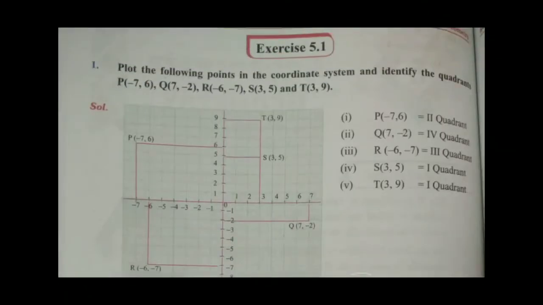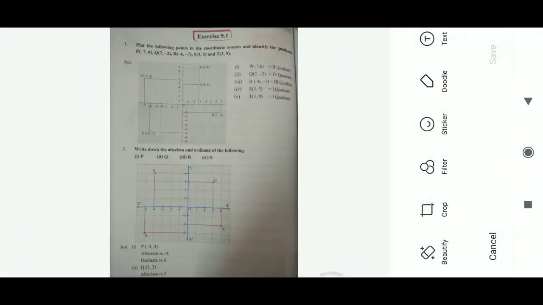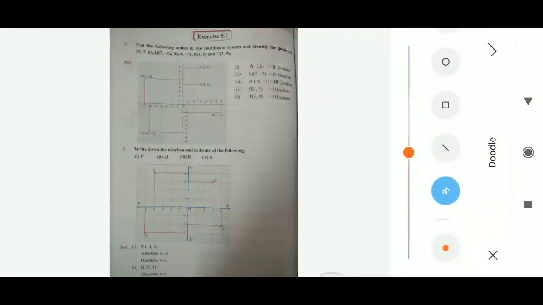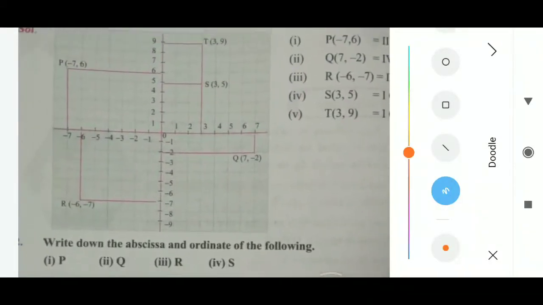Now we will do exercise 5.1. In the first sum, plot the points in the coordinate system and identify the quadrants. The first point P with coordinates (-7, 6), Q (7, -2), R (-6, -7), S (3, 5) and T (3, 9). So first the point P (-7, 6). Here the -7 denotes the x-axis and the 6 denotes the y-axis. So it lies in the second quadrant.